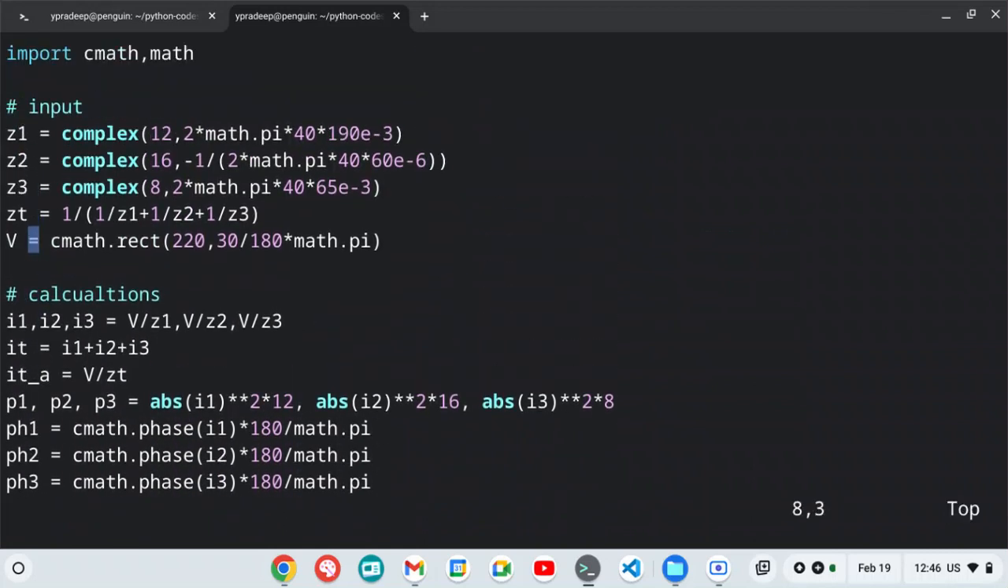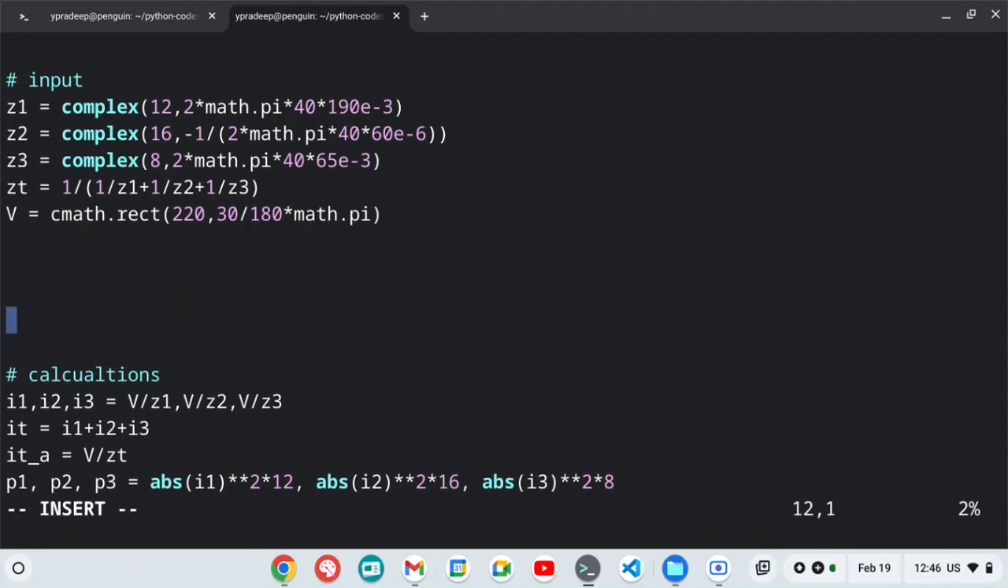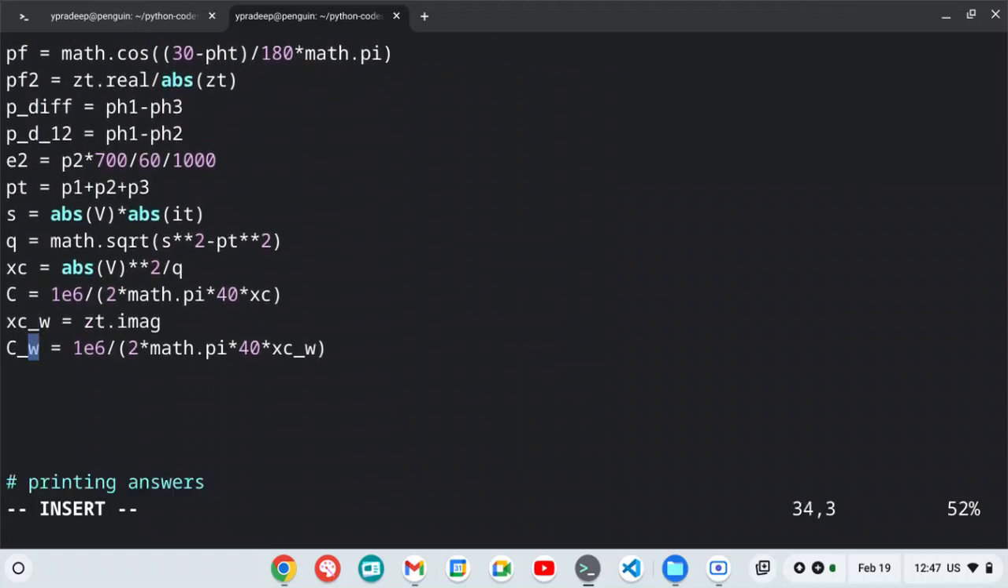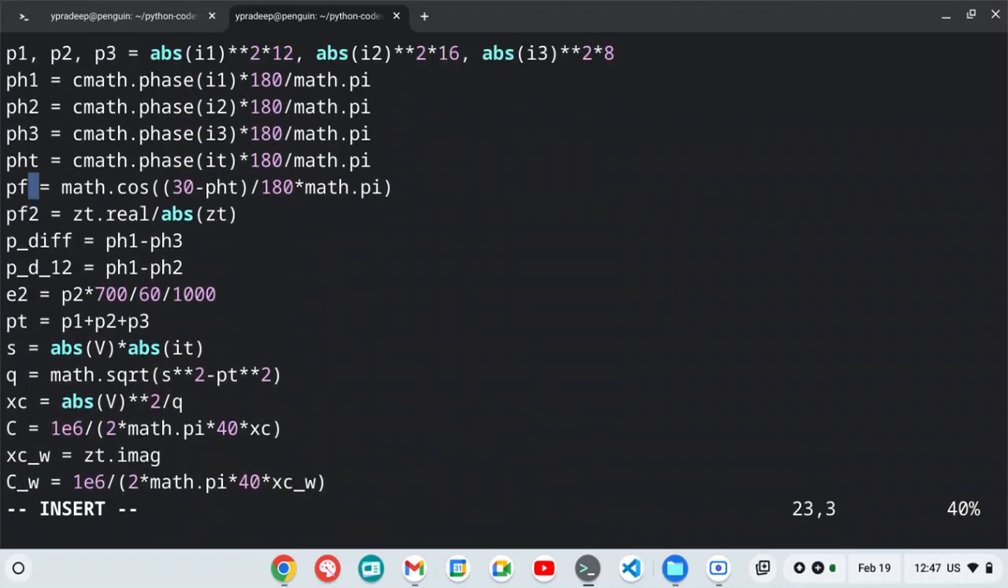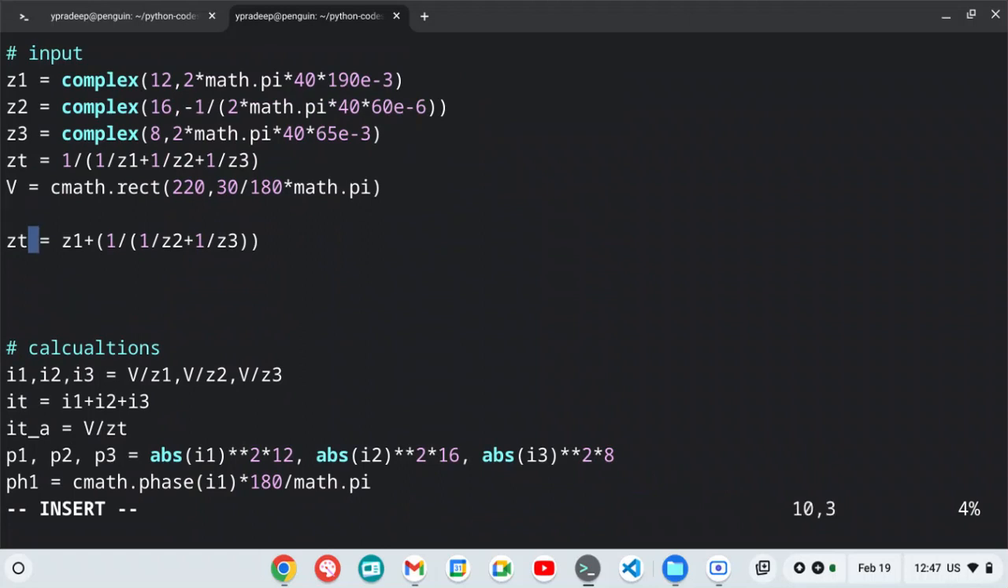How to find the ZT? ZT will be Z1 plus 1 divided by 1 by Z2 plus 1 by Z3. What this will do is, 2 and 3 are in parallel, and that whole thing is in series with 1. So it will give a different total impedance, and then the rest of the calculations will be similar. And of course, wherever changes are needed, you need to make that change properly. Just with that hint, I will end this video.